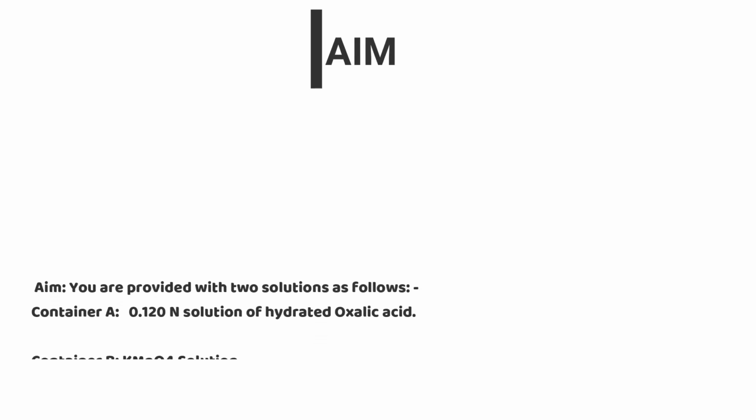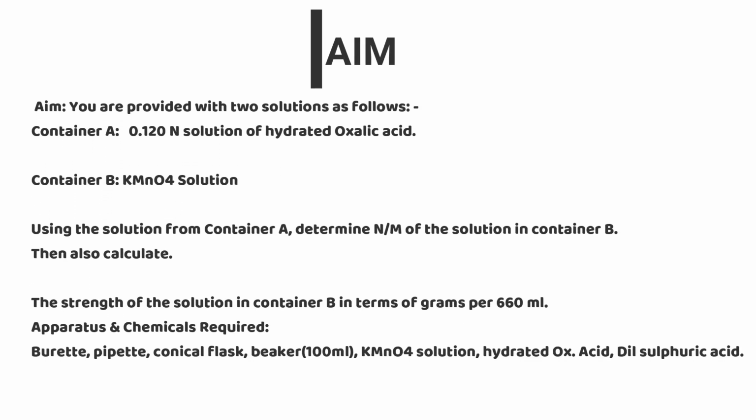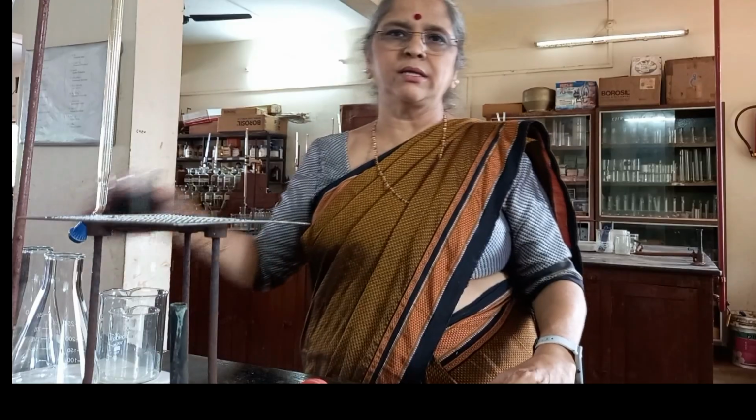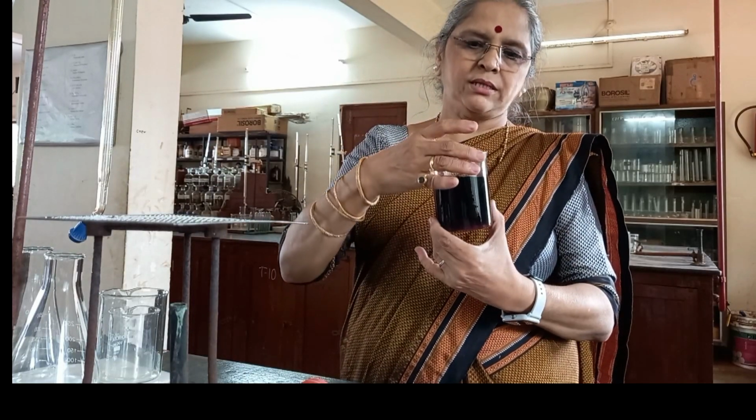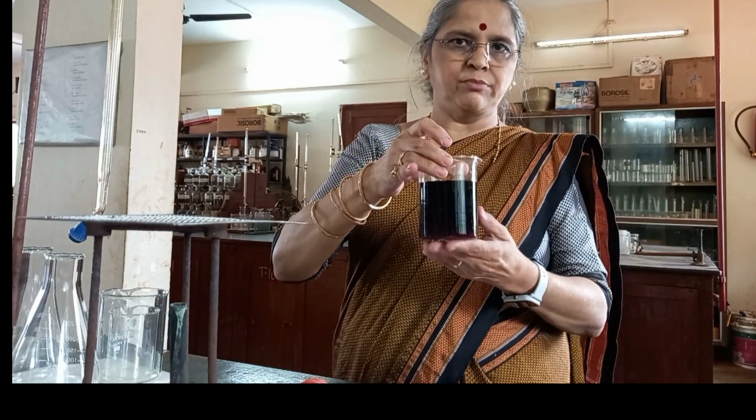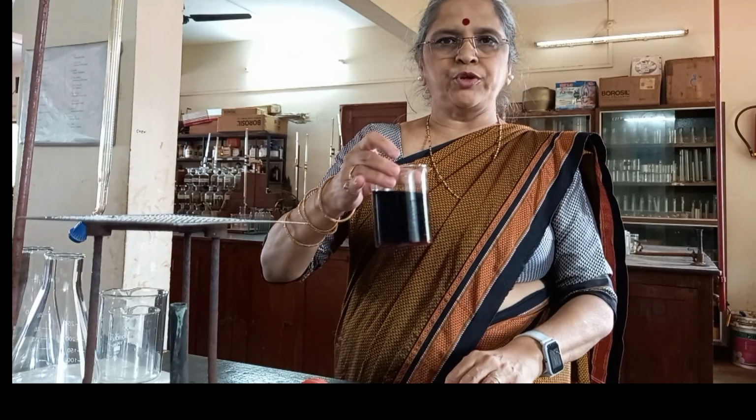Okay. So the aim that is given is titration. You are provided with two solutions as follows. Container A is 0.12 normal solution of hydrated oxalic acid. Container B is KMnO4 solution. Always container B is KMnO4 solution. KMnO4 solution is dark pink color. This is the color, and container B means I have taken it in a beaker. So for you also it will be given in a beaker only.